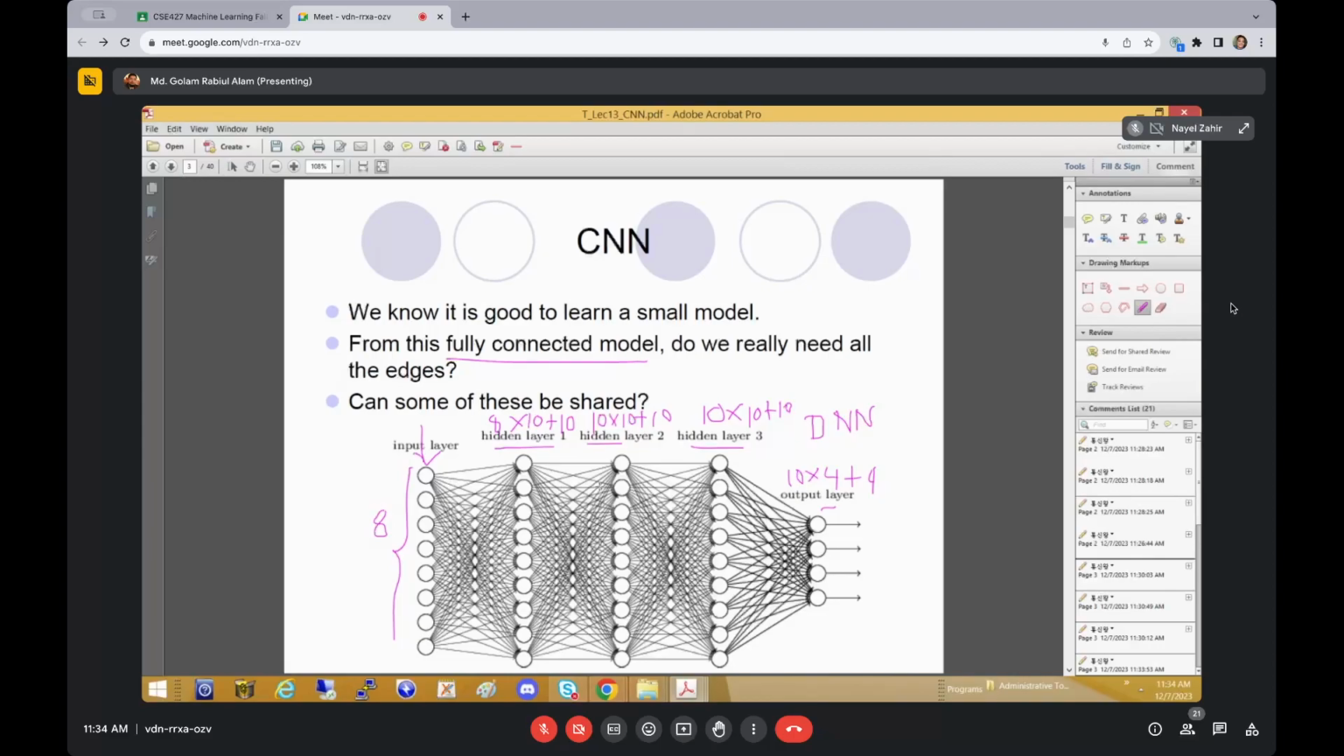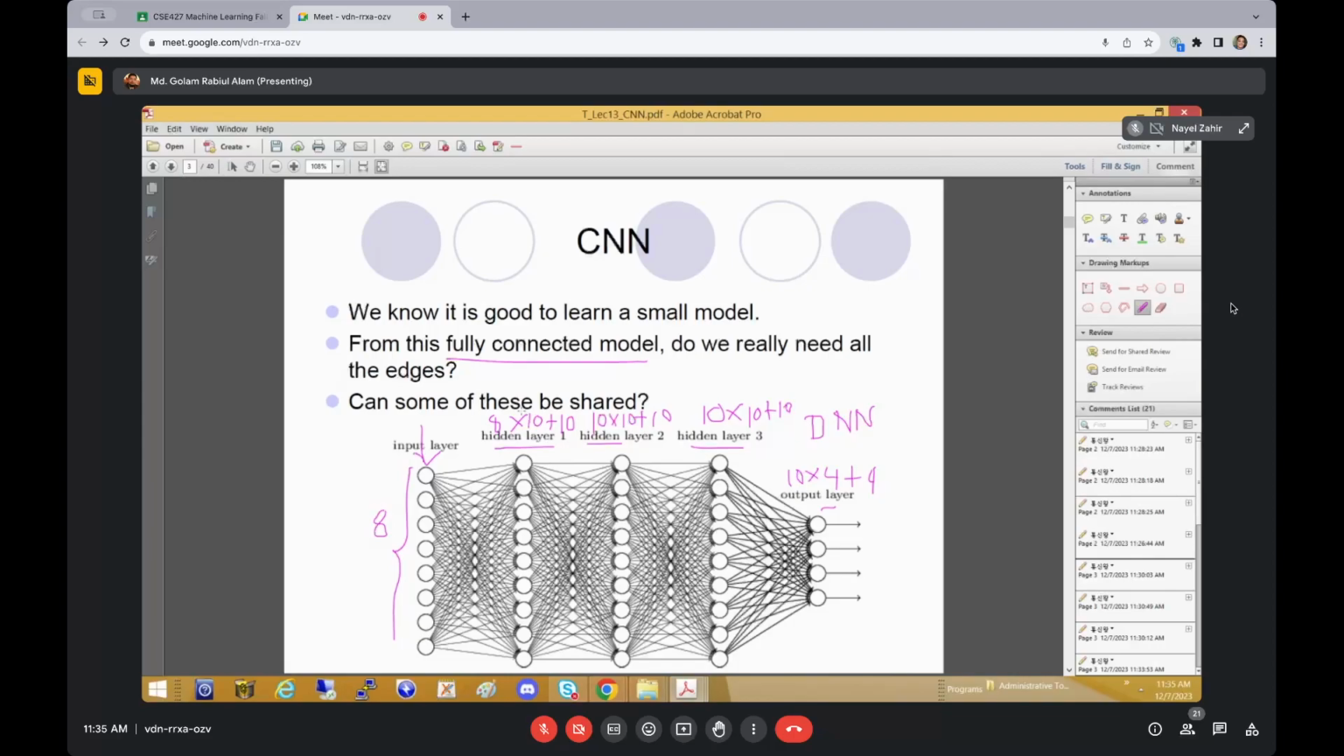That's huge. If we consider not only 4, sometimes the number of neurons in each layer may be 100, and we also need to consider maybe 100 layers, or 25 layers. That means a huge number of learning parameters we have to learn.